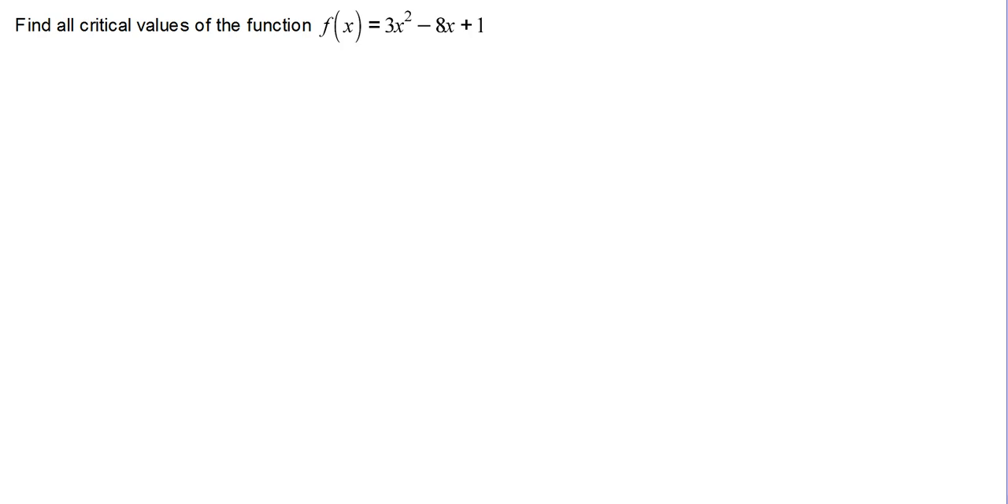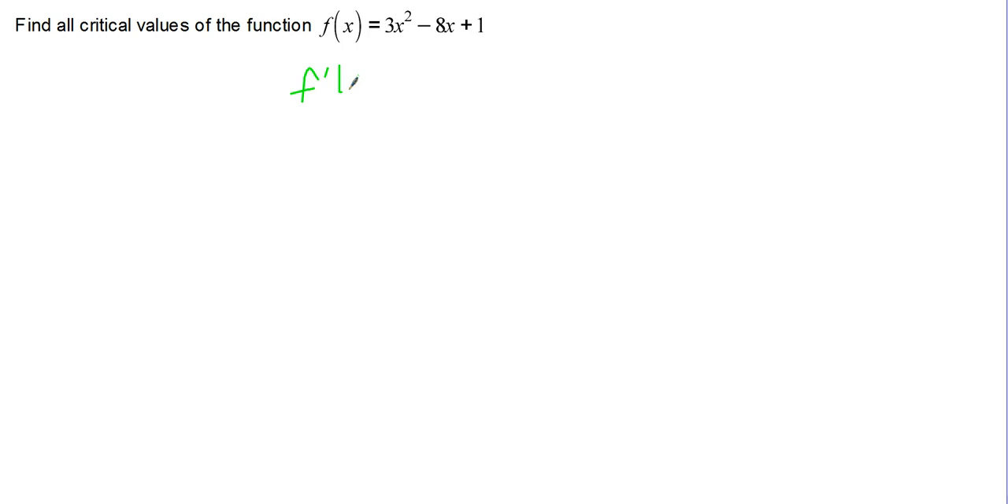We are going to take a look at a couple of simple critical value problems where we're asked to find the critical values of a function. Recall that the critical values of a function are anywhere where its derivative is equal to 0 or its derivative is undefined.